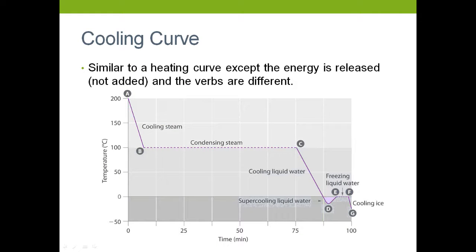Now a cooling curve is similar to a heating curve, except it goes in the opposite direction. It shows what happens as energy is released, not added, to a substance, and the verbs are different. So we cool the steam, and then we condense it, and then we cool the liquid water. Don't worry about the part that says supercooling liquid water on this slide. We're just going to go from cooling liquid water to freezing liquid water, and then once we have liquid water frozen, we can cool the ice.